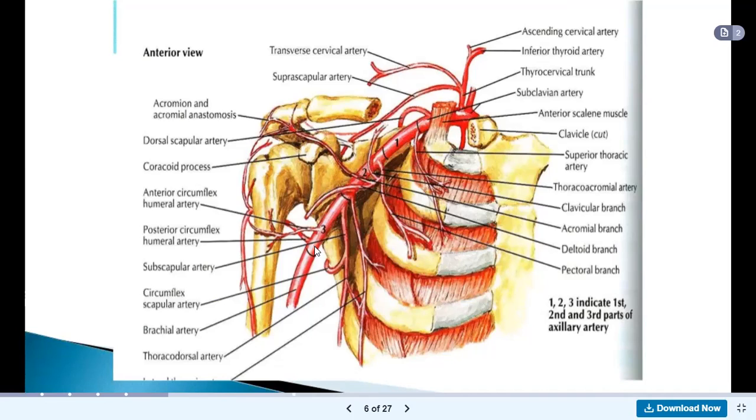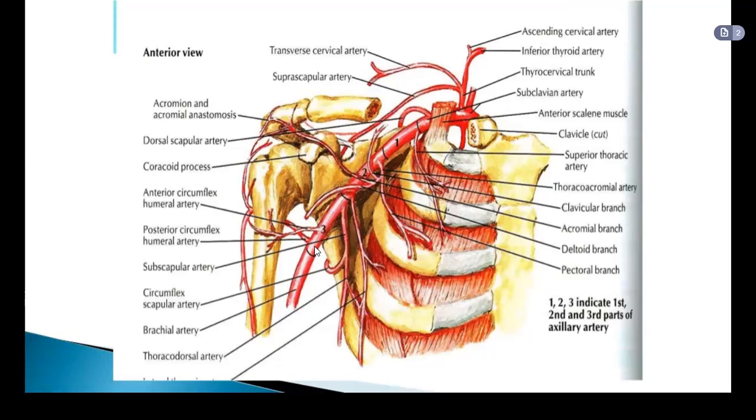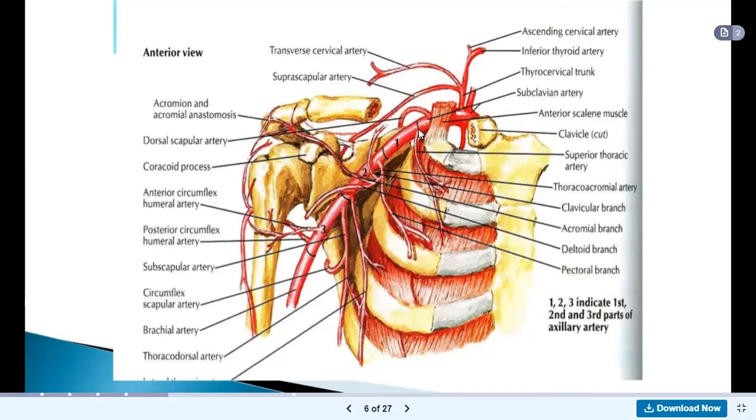So let's try and identify the branches again that we mentioned before. Here, this first part of the artery, you see this branch, which is the superior thoracic artery. Then here in the second part, you have the thoracoacromial branch, or trunk, which is the thoracoacromial artery you see here.